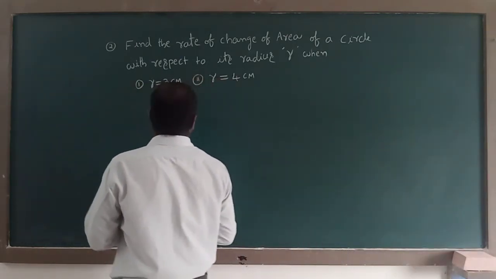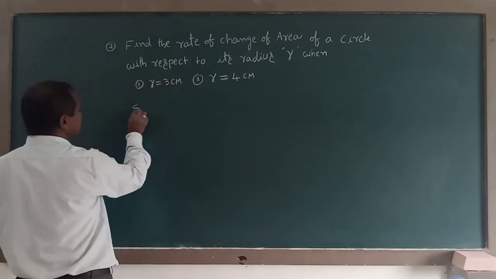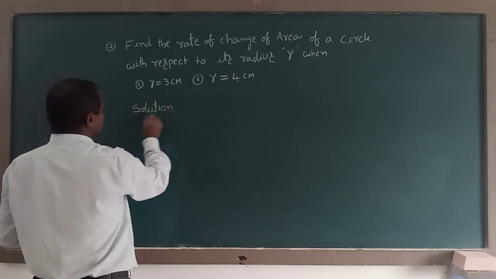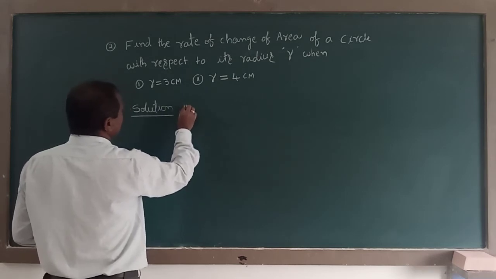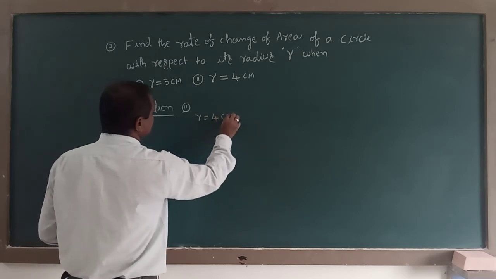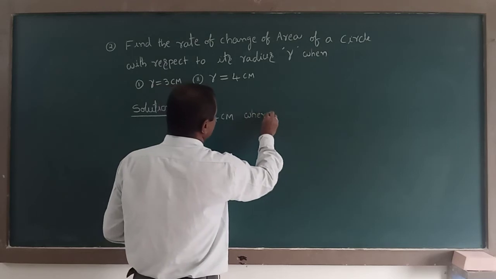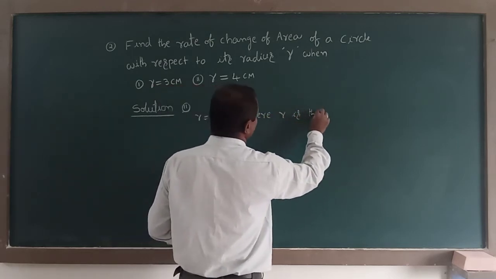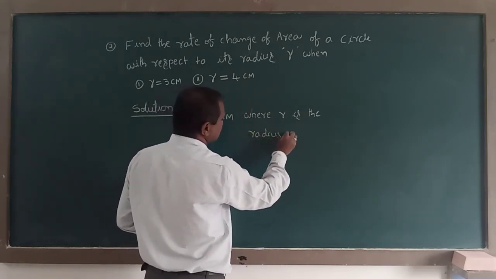Second question: r is equal to 4 centimeters. Solution for the second question: r is equal to 4 centimeters, where small letter r is the radius of the circle.